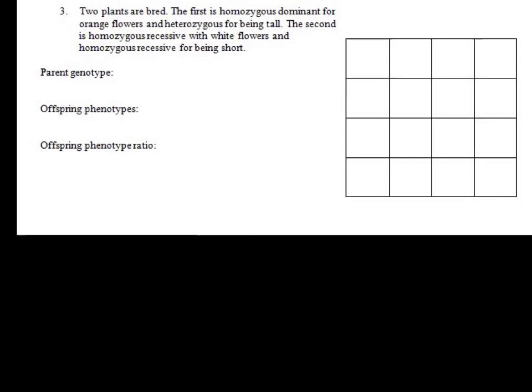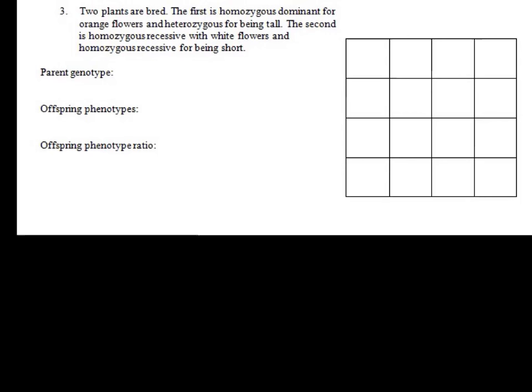So to start this problem, we'll begin the same place we always do, just reading through it and getting the information out. It says two plants are bred. The first is homozygous dominant for orange flowers and heterozygous for being tall. The second is homozygous recessive with white flowers and homozygous recessive for being short.